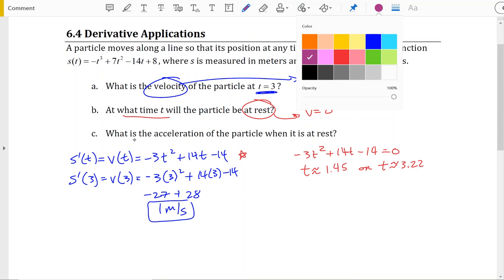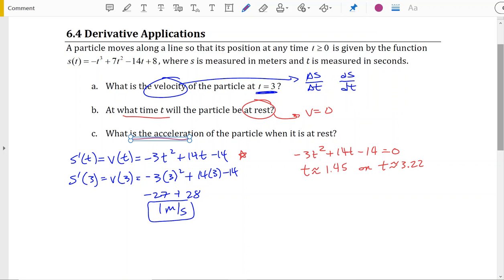Our last question is, what is the acceleration when that particle is at rest? Now, acceleration is a measurement of the rate that velocity is changing as time is changing. But yet again, since we want to know it at a precise moment, we need the derivative of velocity with respect to time, the instantaneous rate of change. We have a function for velocity. We just need to take its derivative, or we could refer to that as acceleration if we would like.